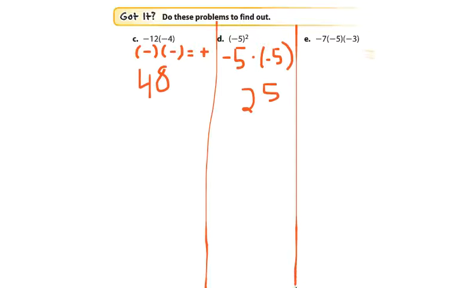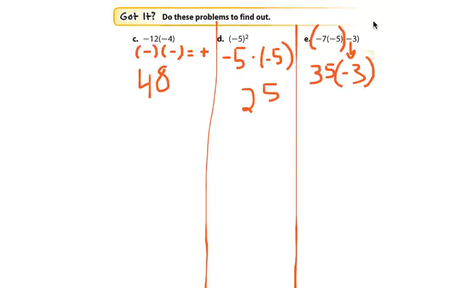All right, and this last one, they tried to trick you here. They got 3. So take it piece by piece. I'm going to start with my negative 7 times negative 5. Again, a negative times a negative gives me a positive. And I know that 7 times 5 is 35. So it'll give me a positive 35. But I still need to bring down my negative 3 here. So positive 35 times negative 3.